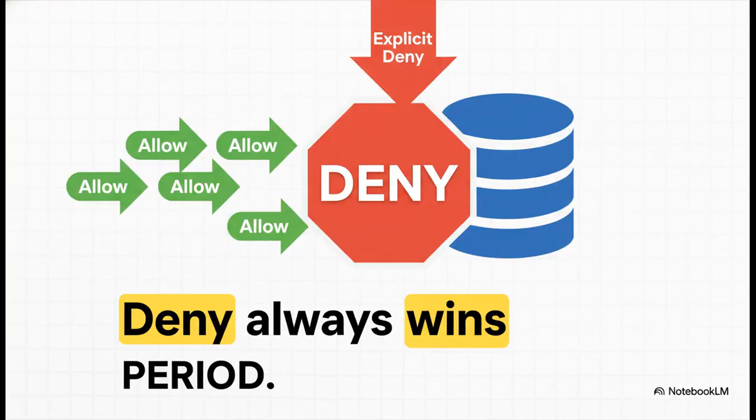Deny always wins. I don't care if you have 10 allow policies. If there is just one explicit deny that applies, whether it's in an SCP, at the org level, a role policy, a resource policy, it doesn't matter, the request is denied. End of story. The evaluation logic just stops right there.